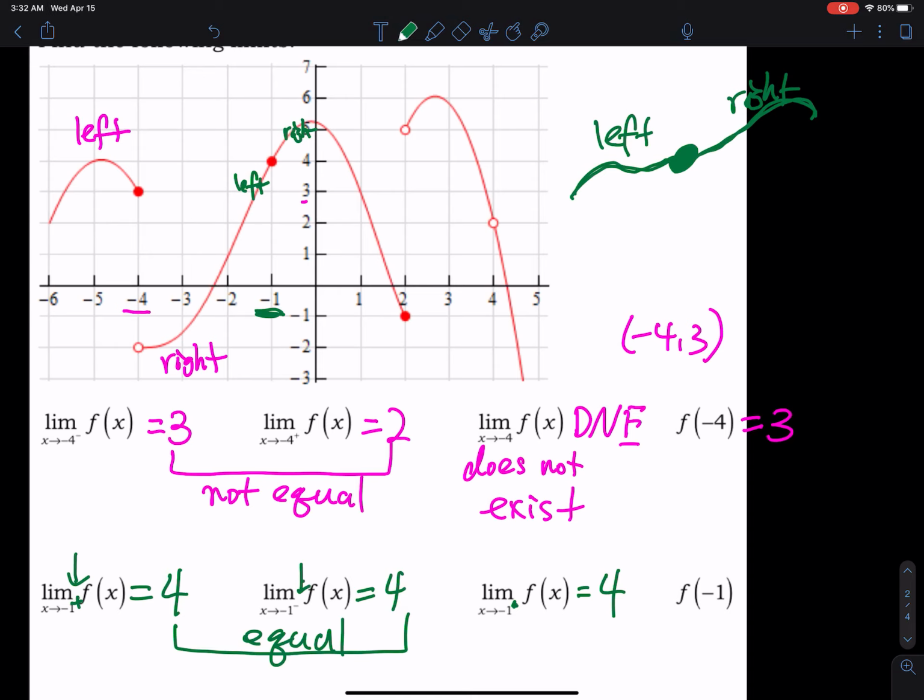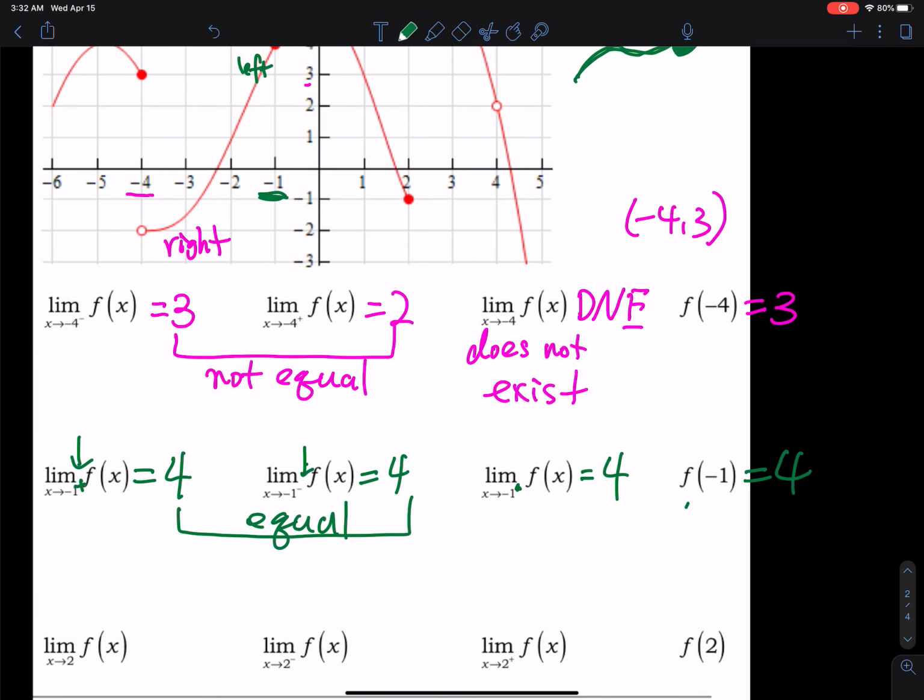What about f of negative 1? When x is equal to negative 1, we have a solid red point that is equal to 4, because negative 1 comma 4 is a solid point. All right, moving on to the next one.